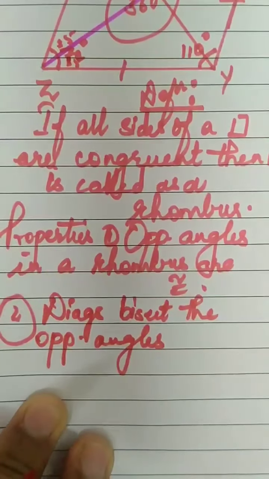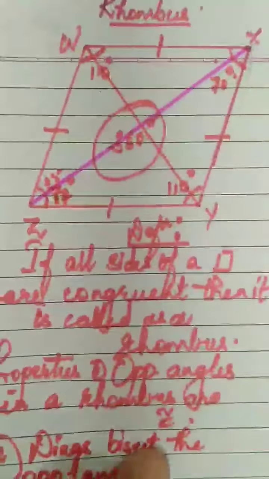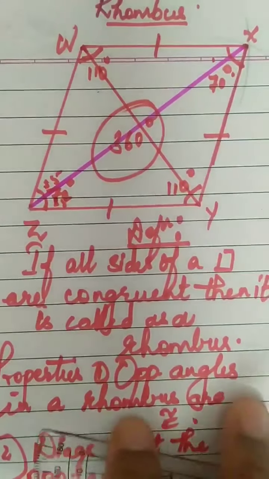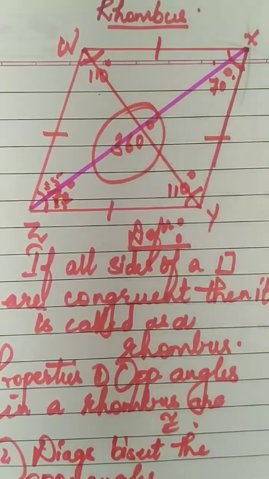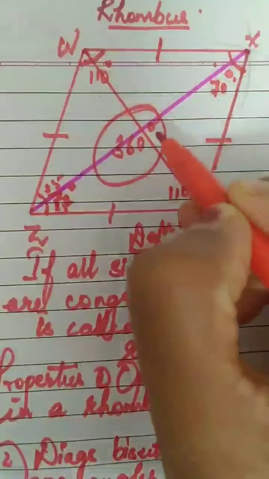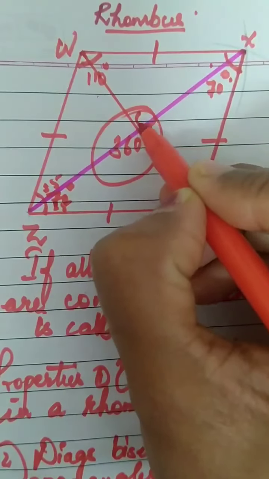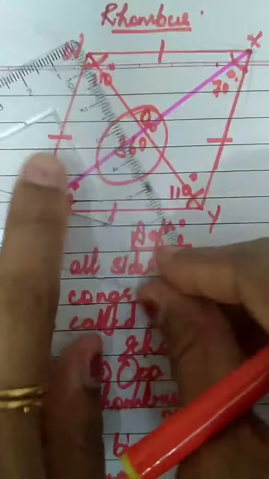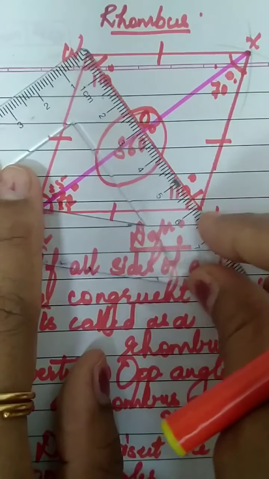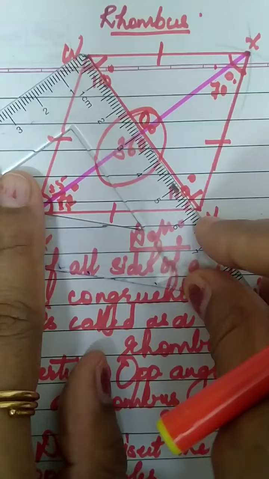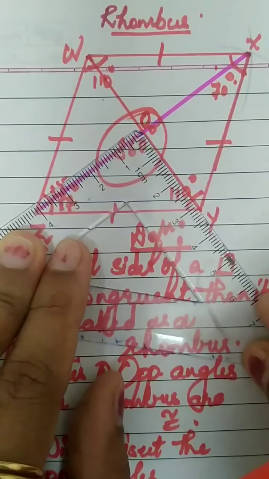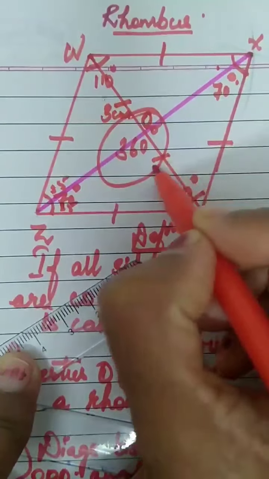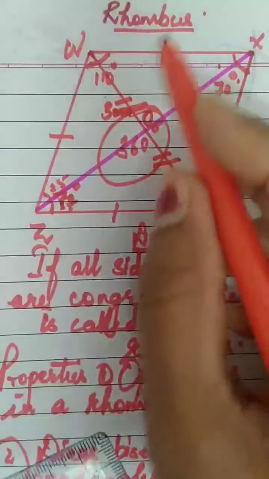The third property of rhombus is diagonals bisect each other and are perpendicular to each other. As you can see, let us take the diagonals intersecting at point O. If you measure from W to O and from O to Y, it will be of equal measure. That is, if I measure, it is coming to be 3 centimeters and this part will also be 3 centimeters. So 3 here, 3 centimeters here and 3 centimeters here. So I will use a double mark because I have already used a single.